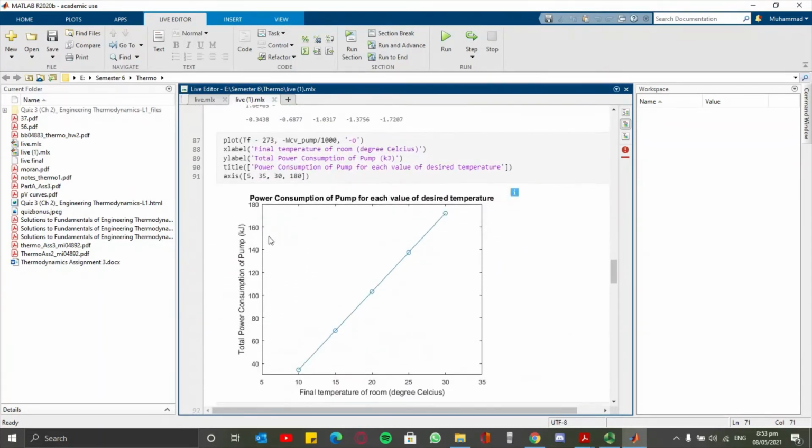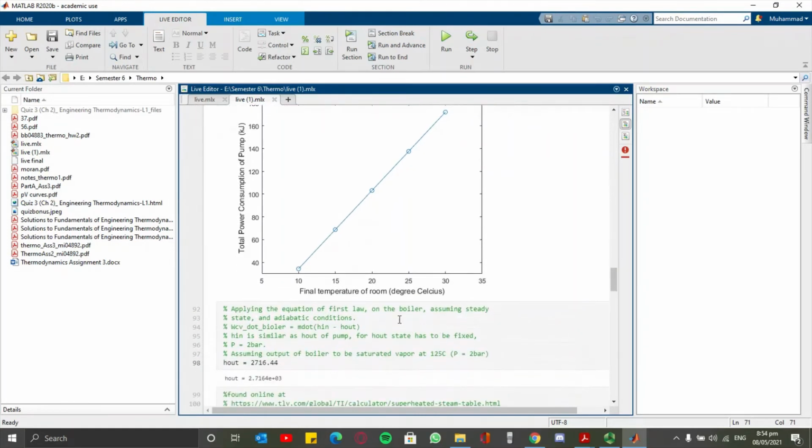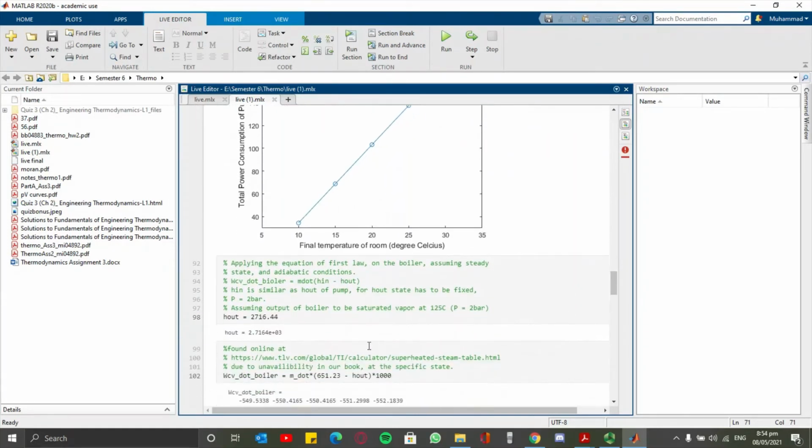So we plotted the energy power consumption of the pump for each desired value. So for 10 degrees we need about 38 kilojoules of energy work, and it is a linear graph, we can see from here.